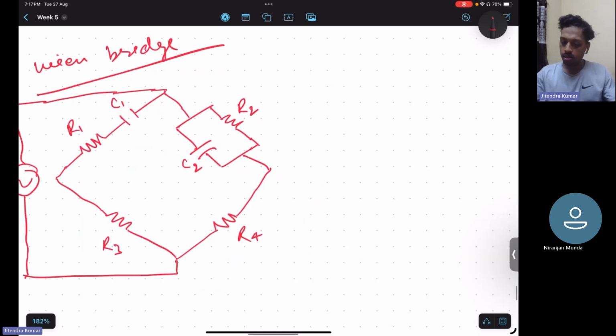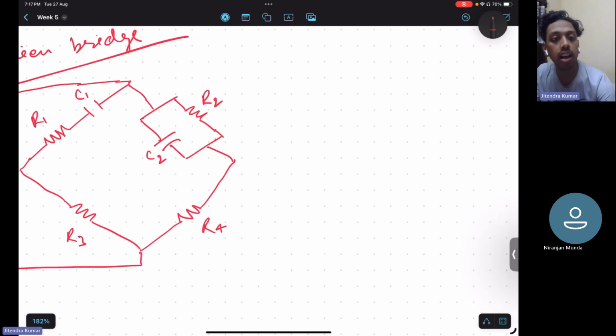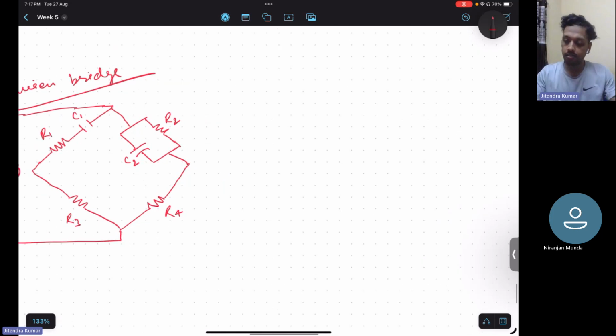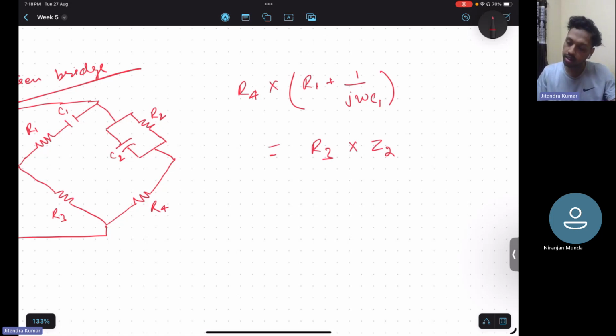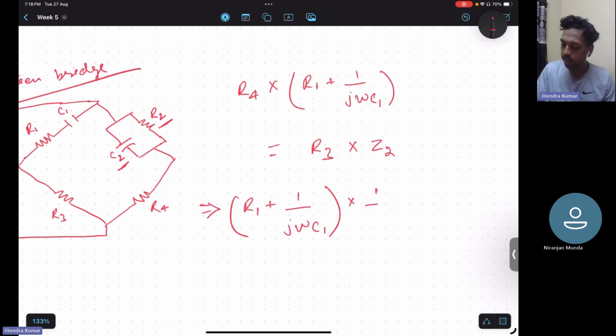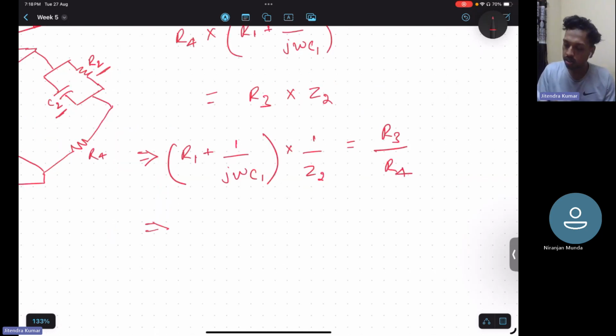Okay, so now again, how to balance it? It is pretty straightforward, and here you could calculate the frequency of this circuit at the balanced condition. R4 into R1 and C1 are in series, so R1 plus 1 by j omega C1, and R3 and Z2 are in combination. So Z2 you can take on the other hand side, because if resistance and capacitance are connected in parallel, then you can write R1 plus 1 by j omega C1 into 1 by Z2 is equal to R3 by R4. I have just simplified it so that we could use it in a better format.